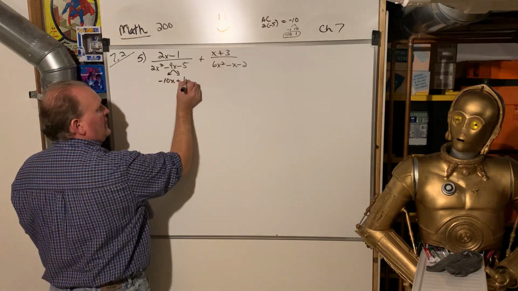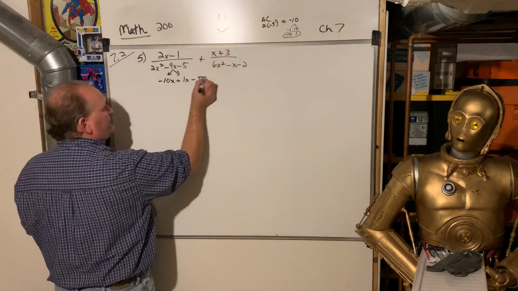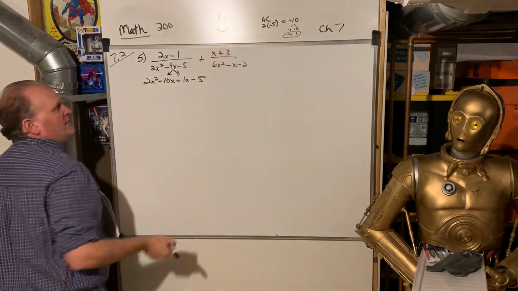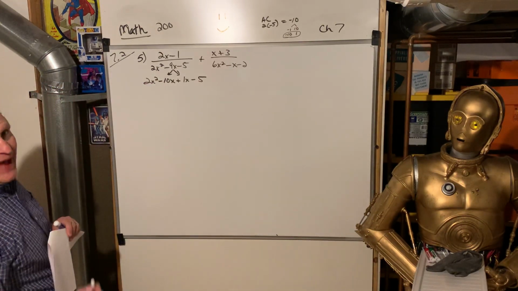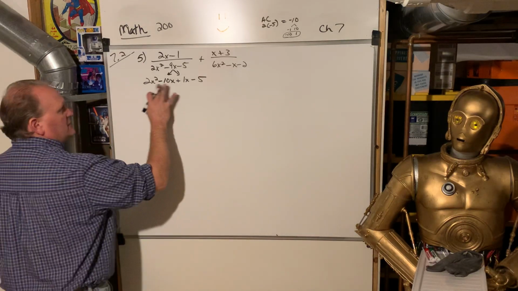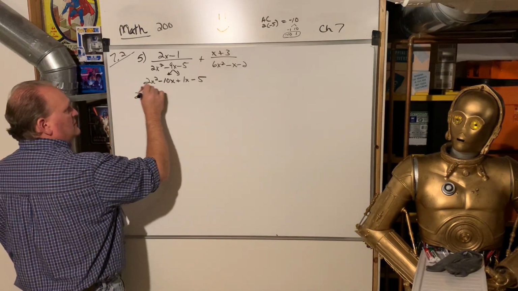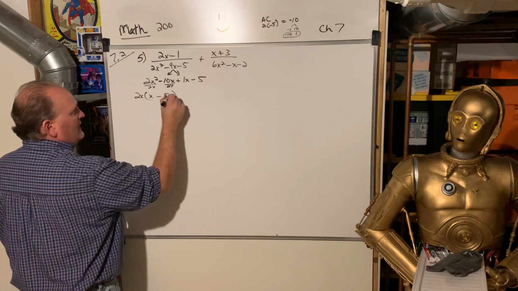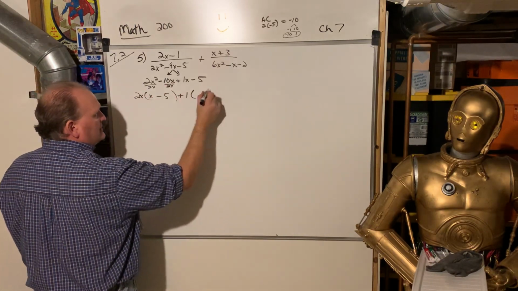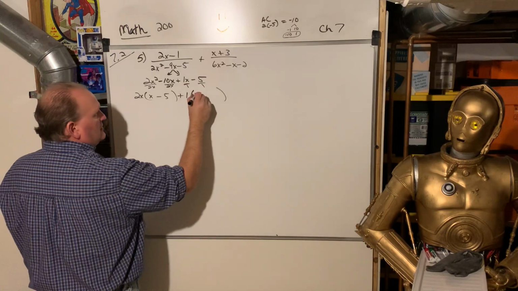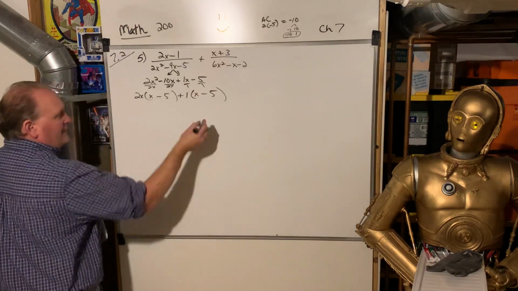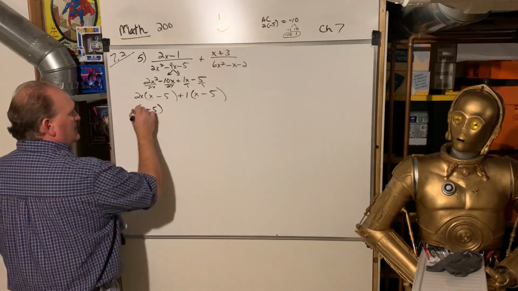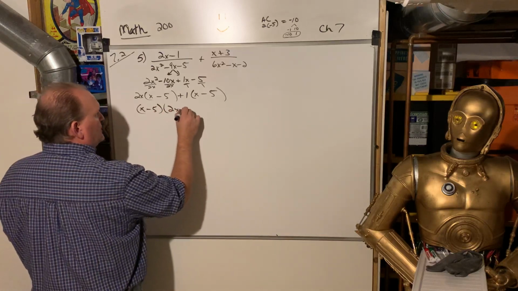-10x plus 1x minus 5, 2x squared. Remember, AC method. Now we do factor by grouping. We factor a 2x out of the first two. End up with x minus 5. We factor a 1 out of the second two. End up with an x minus 5. And there we have it factored. X minus 5, 2x plus 1.